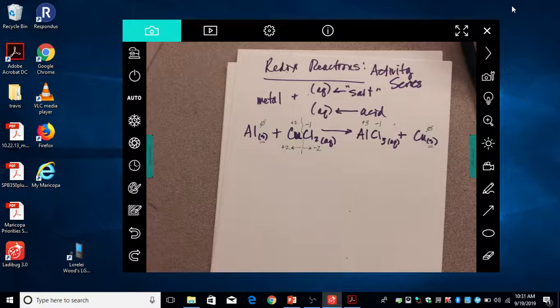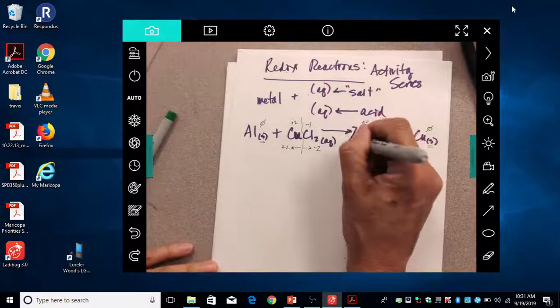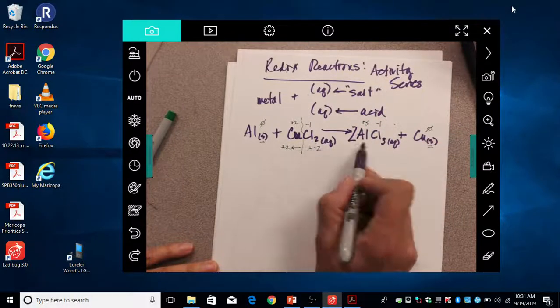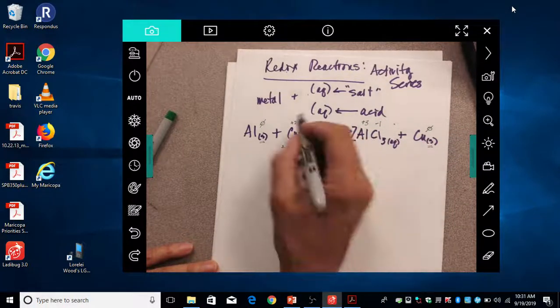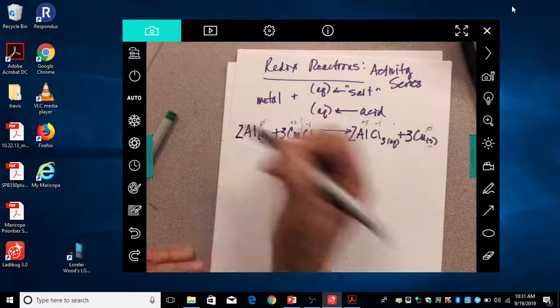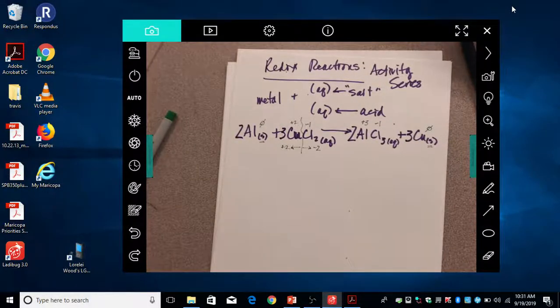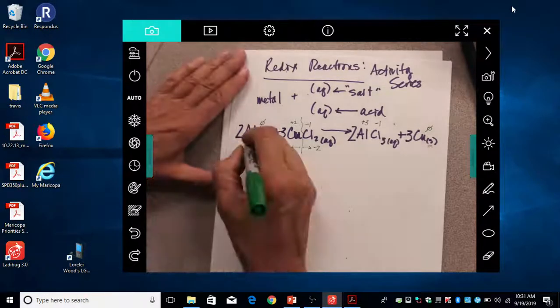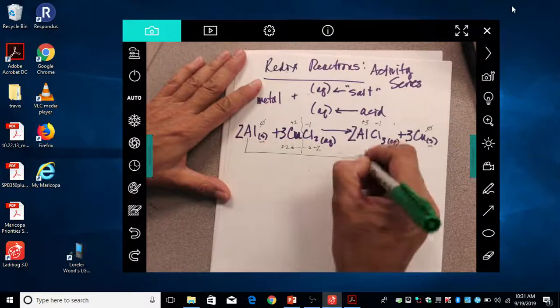How would I balance this thing? 2 Al, 3 CuCl2. I think that's a good idea, because when we've got a 3 and a 2, we want 6 on each side, so 2 times 3 is 6. So then a 3 there, so I have to fix that, and then that, right? And our equation is balanced. All right, so now we have to do the redox part of this, and you ask, who was giving up electrons, who was taking them?